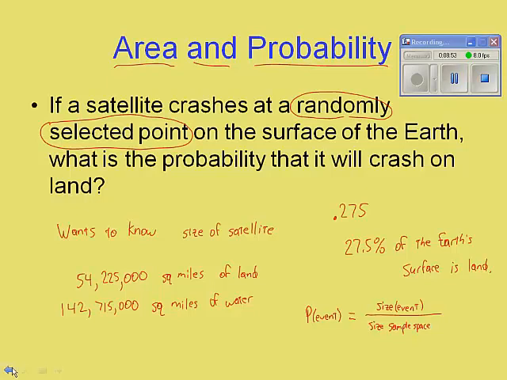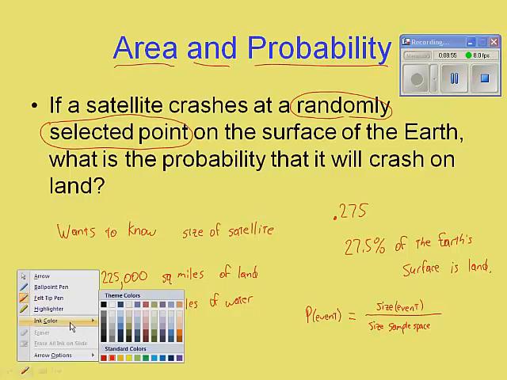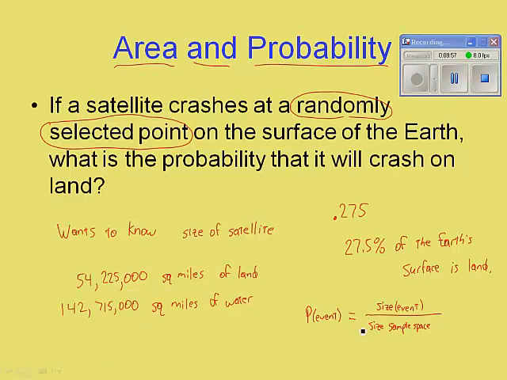Or another way to say it is, see, it used to be that down here we had all possibilities, right? But up here, we only have the possibilities in our event. What's the event that we're measuring the probability about? Well, hitting what?